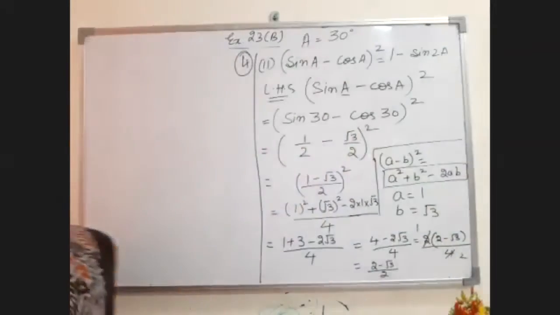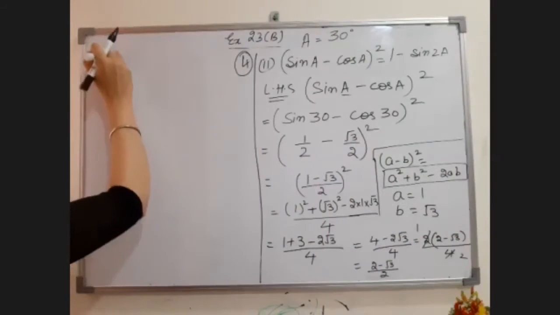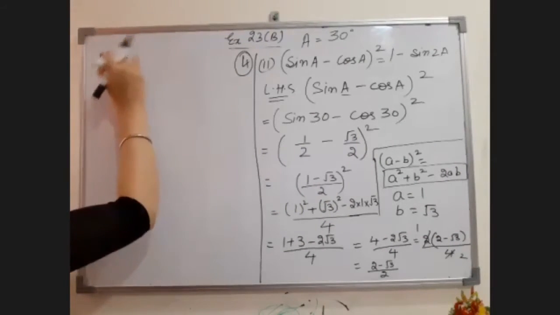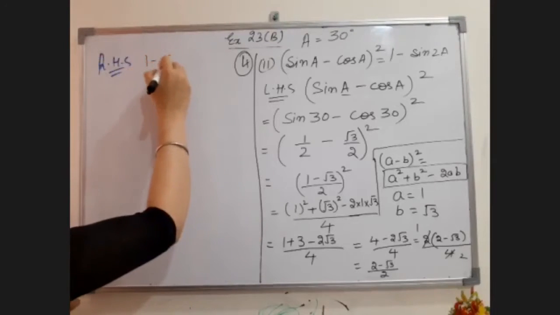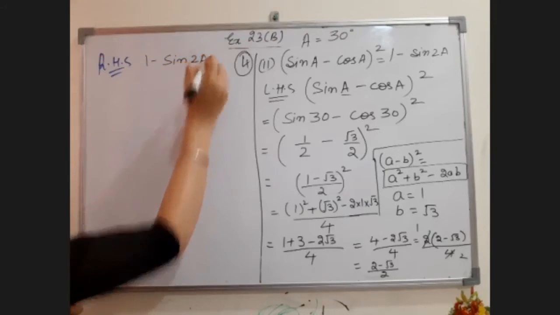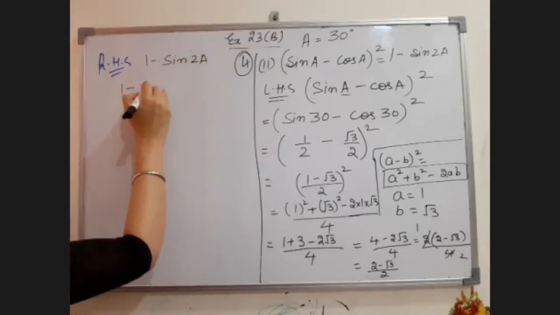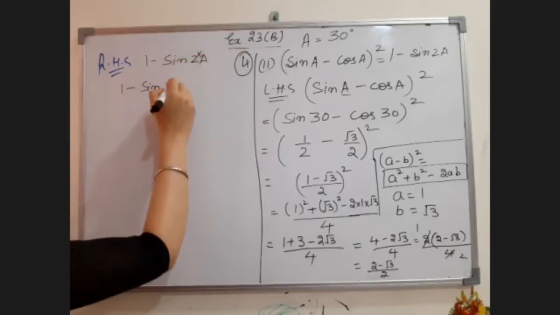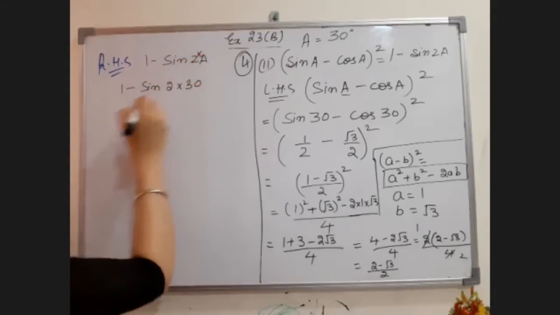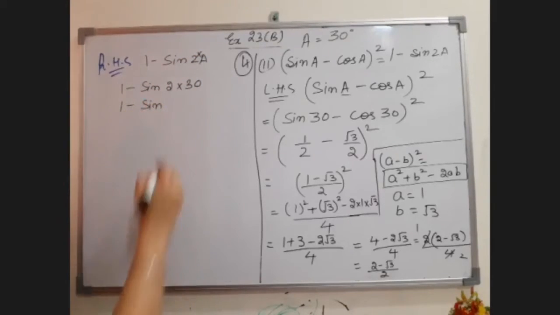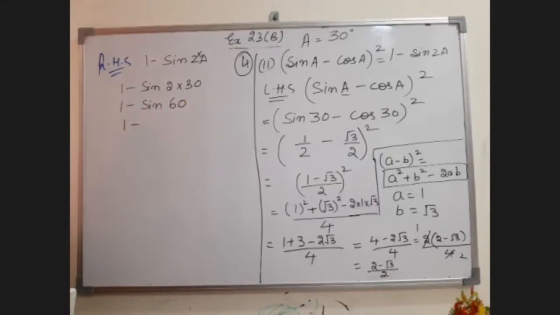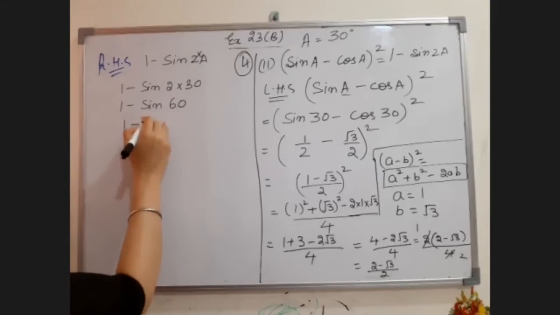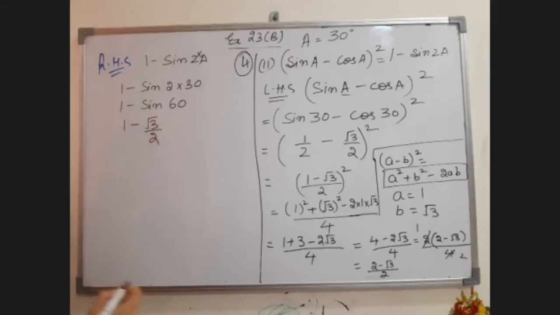So let's solve now the right hand side. What is the right hand side? 1 minus sine 2A. So A's value we can substitute, 30 degrees. 2 into 30 degrees, so 1 minus sine 60. So what is the value of sine 60? Root 3 by 2.